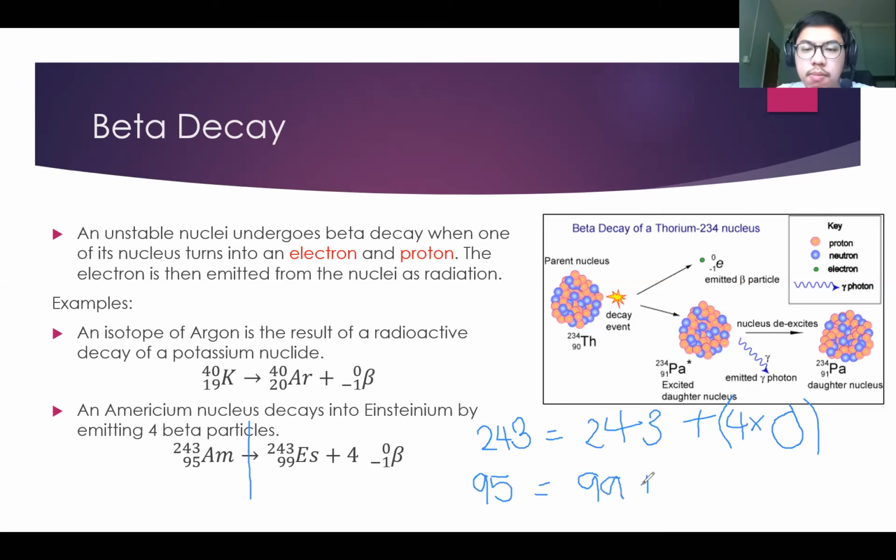And then for the beta particle, it has an atomic number of -1. But there are 4 beta particles given out in this process, so it should be times by 4. So 4 times -1, that's -4. 99 - 4 should give you 95. So in both cases, the equation is balanced, or the left and the right side of the equation are both equal.